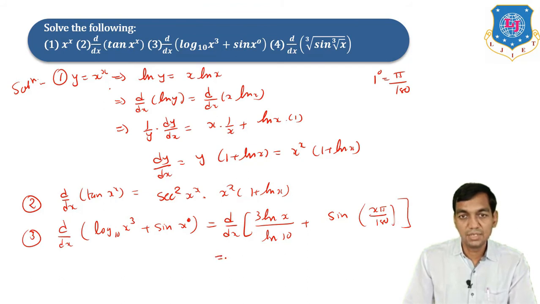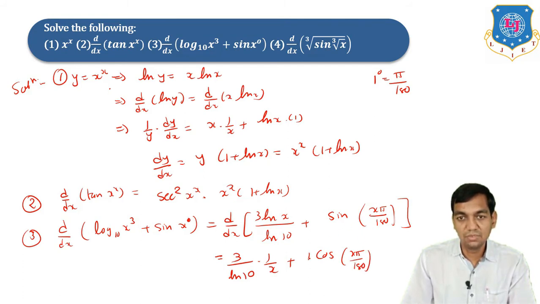Now find out the derivatives. If we are differentiating this, then 3 upon log 10 is a constant, and log x has a derivative 1 upon x. Sine has a derivative cos x pi by 180, into the derivative of this term, that will be pi upon 180. Okay, so this one is your answer.